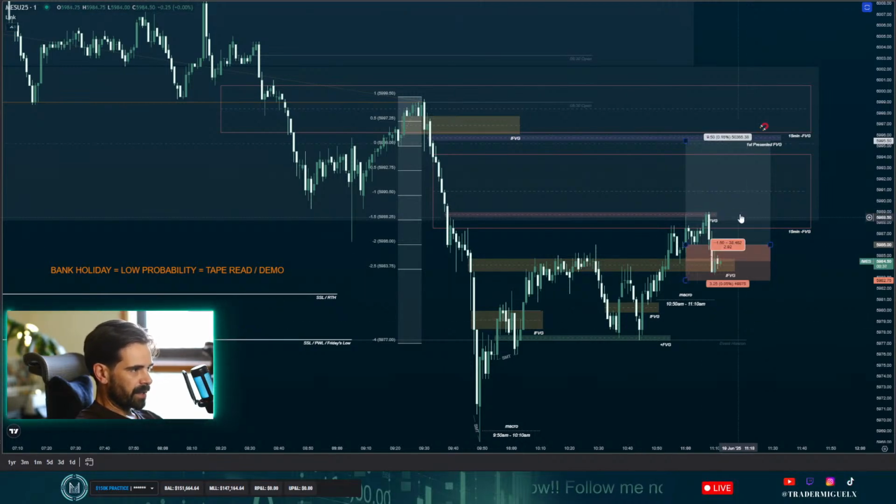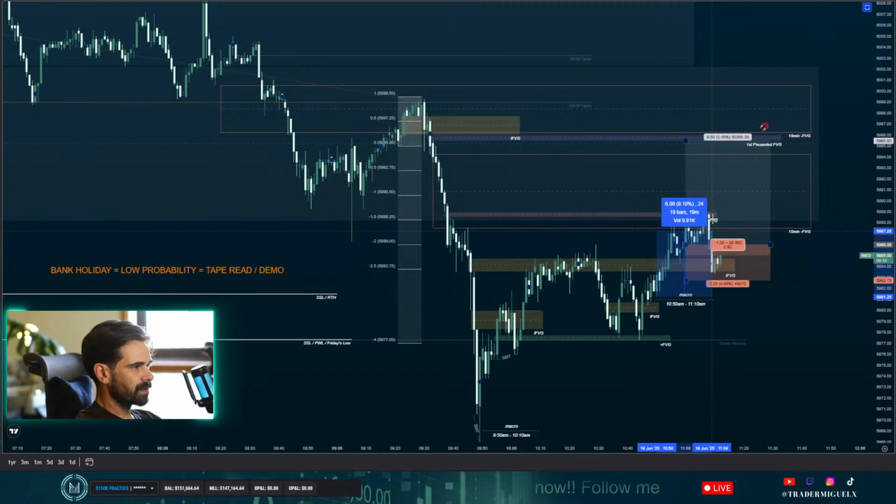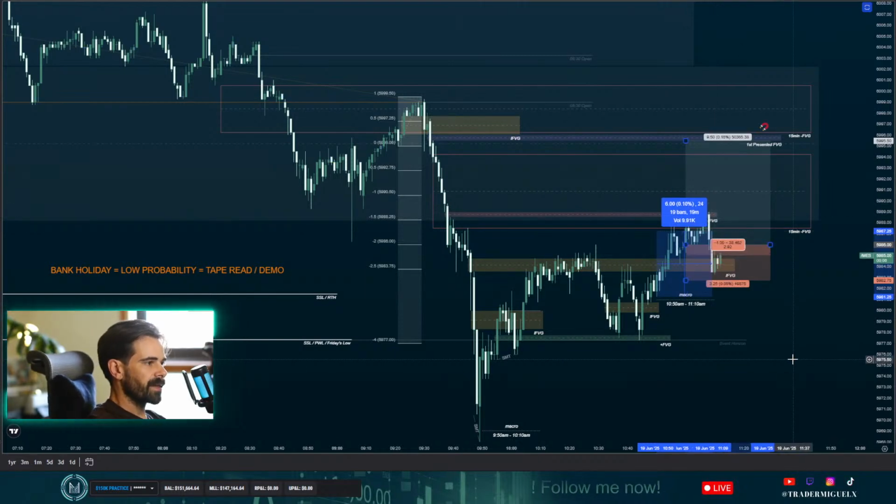because anything besides the first move to our drawn liquidity, anything else, it's just garbage. It doesn't react the way we want it, and everything is out of place, you know. The macro just gave us something, but if you can see here, it just gave us 7 handles. It's nothing. It's nothing.